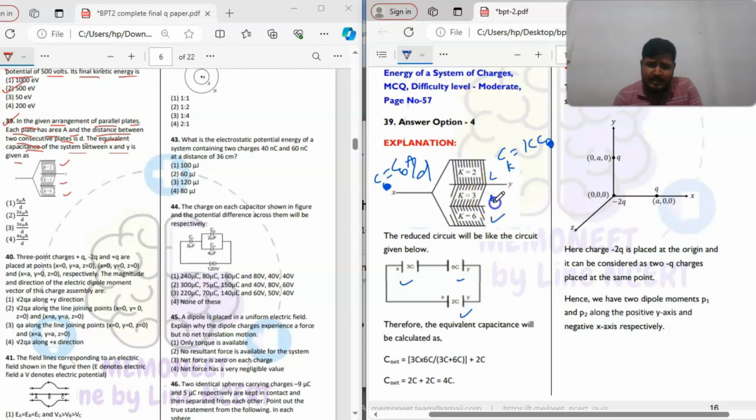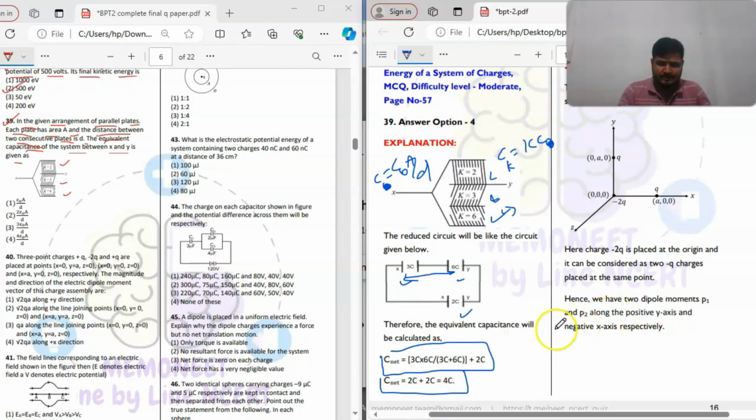3C and 6C are in series. Both are in series. And 2C is in parallel with both. So first of all, find the equivalent of this one. This one is series and this is parallel. Then our C net is equal to 3C into 6C by 3C plus 6C, plus 2C. After solving this, we get the 4 coulomb charge.